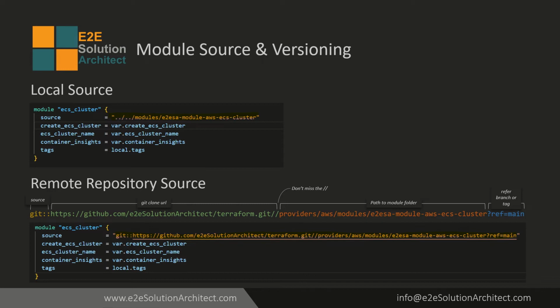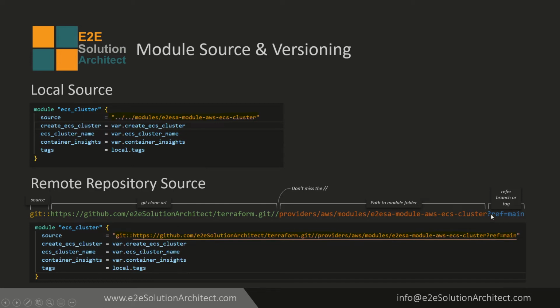The next, don't miss this double slash. After this double slash, this is the orange part, which is the complete path of the module. If you have multiple directory structures, then mention them over here. So this is the path to the module folder.